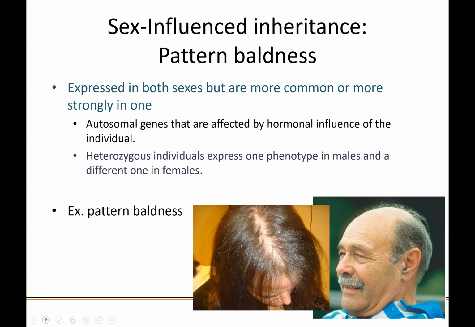So an example here is pattern baldness. You can see here this poor man has lost most of his hair. This woman has very thin hair, so she's not actually bald, but she has less hair on top. Again, this goes back to those autosomal genes that are affected by the hormones of the individual.